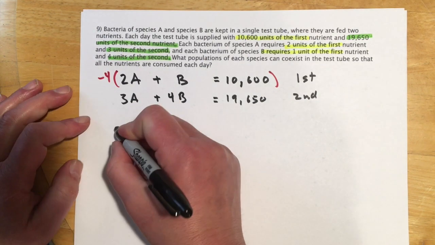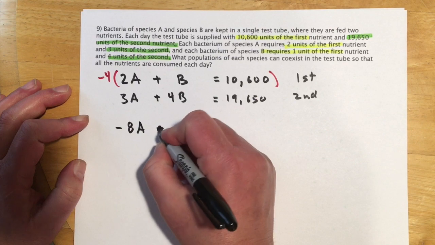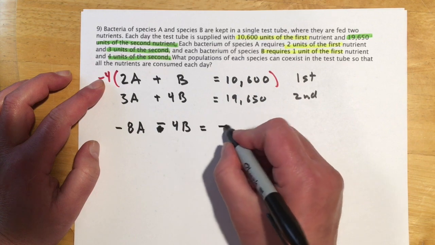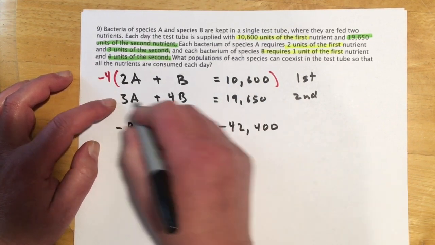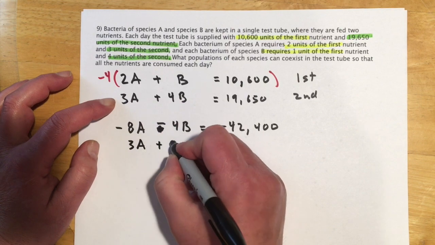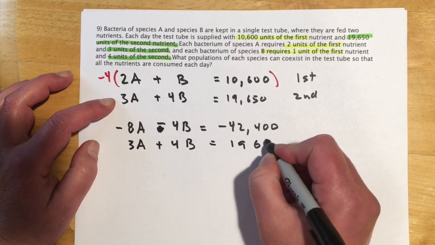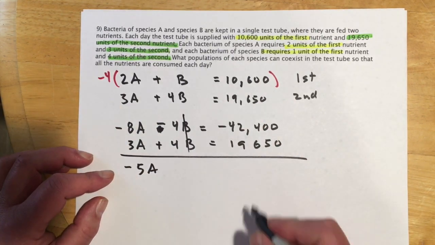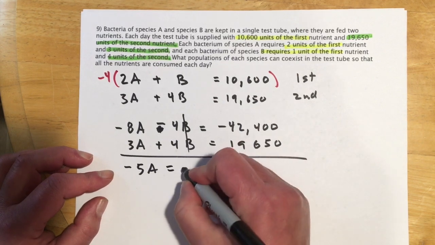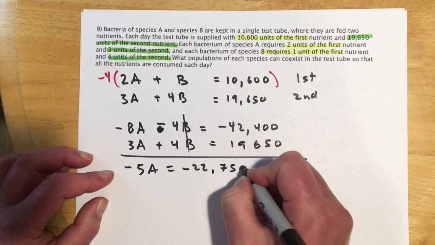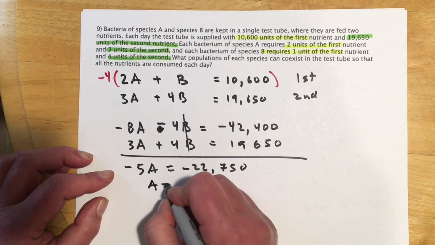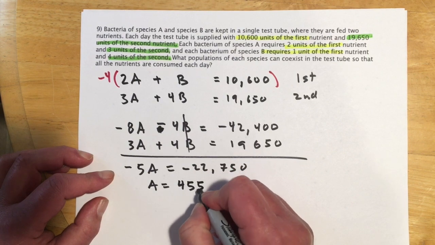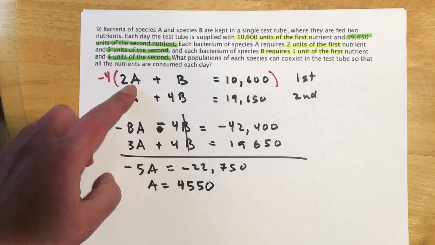So that will make -8A, minus 4B, and then negative 4 times that made negative 4240, and adding the second equation to it. And so on this side I got negative 5a, those cancel, and combining those I get negative 22,750, and then divide the negative 5 over. Negative over negative would be positive, and that came out to 4,550. And then I can just plug that back into either equation.